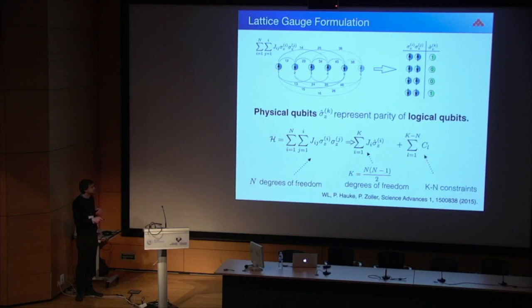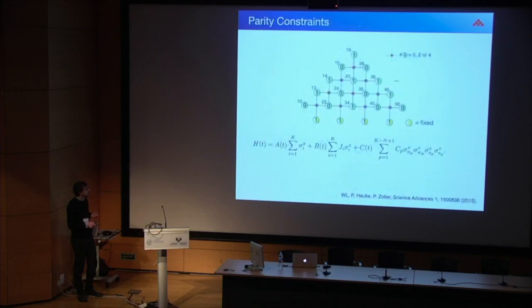So this means we have to introduce constraints. So we have to somehow get rid of these additional degrees of freedom, which means we have to introduce K minus N constraints. And it turns out that we can make these constraints by only 4-body interactions.